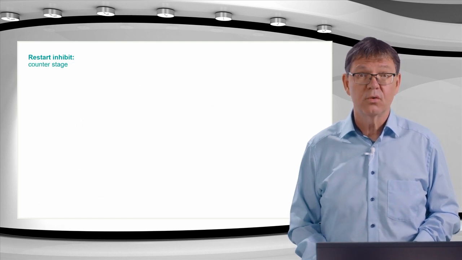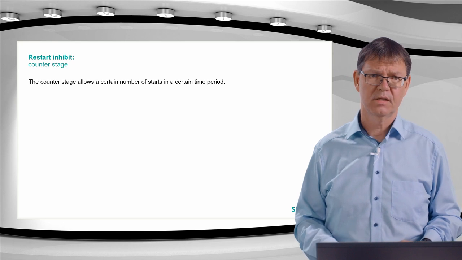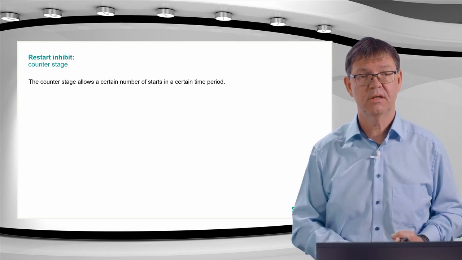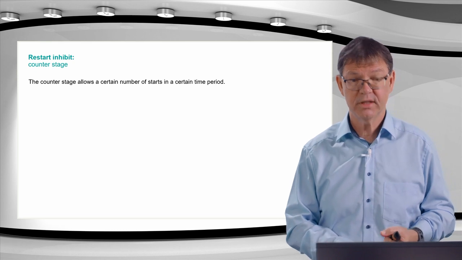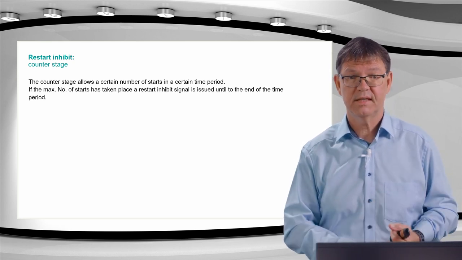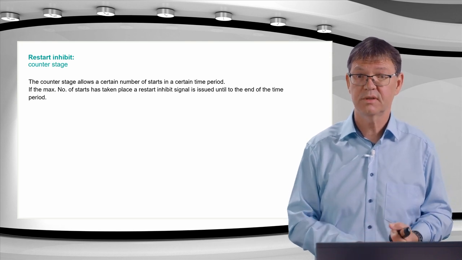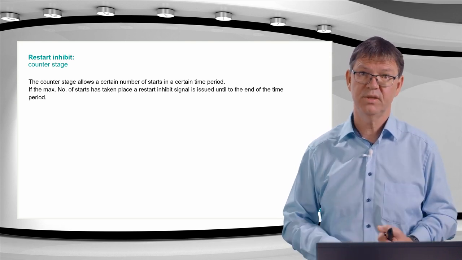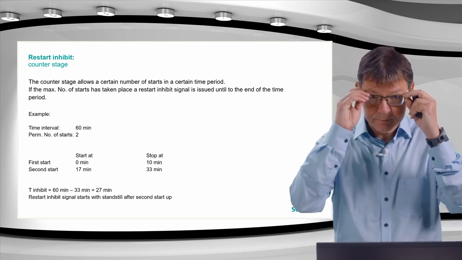So let's go to the second stage, the counter stage. As already mentioned, the counter stage allows a certain number of starts in a certain time period. And if the maximum number of starts have taken place, a restart inhibit signal is issued until the end of this time period. I put here an example.